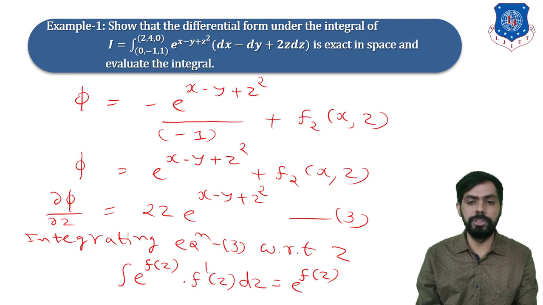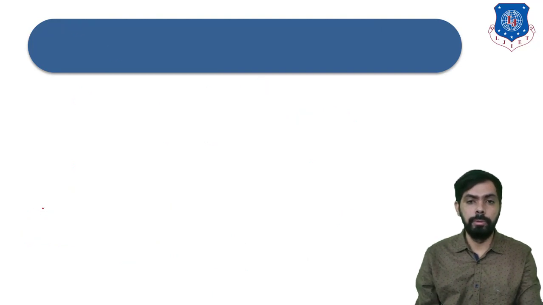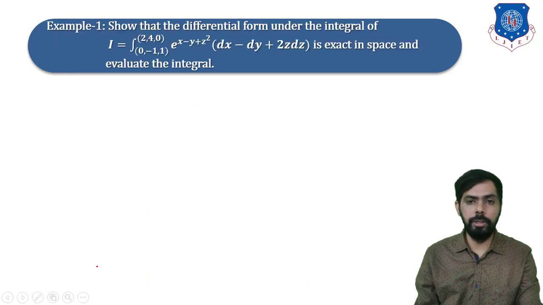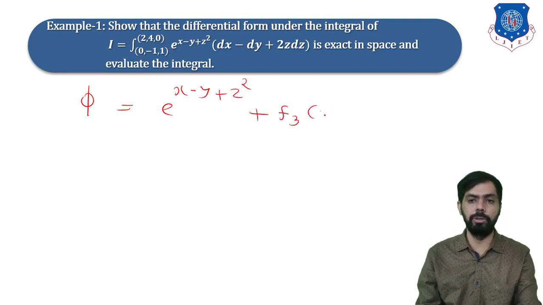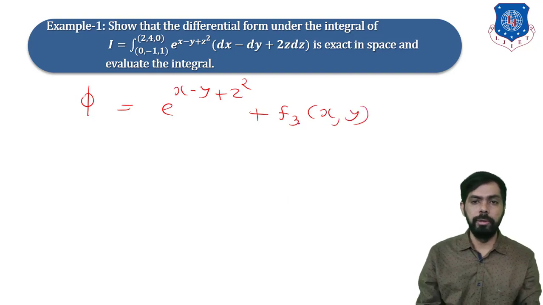So here it is e raised to f of z into f dash z, and integration of this will be e raised to f of z. Therefore integration of this with respect to z will be e raised to x minus y plus z square, and integration of del phi by del z with respect to z will be phi. So therefore phi is equal to e raised to x minus y plus z square plus some function of x and y, because x and y are constants.